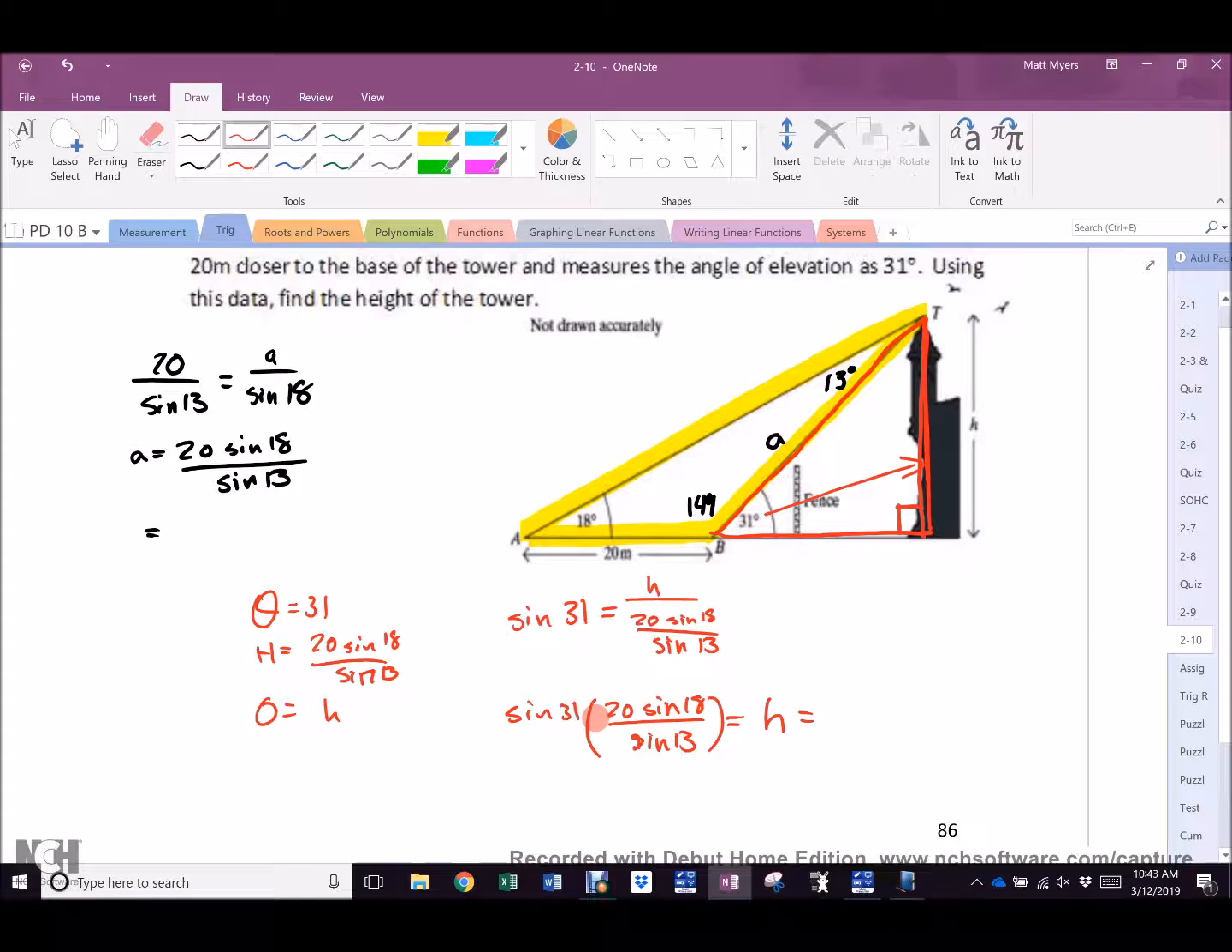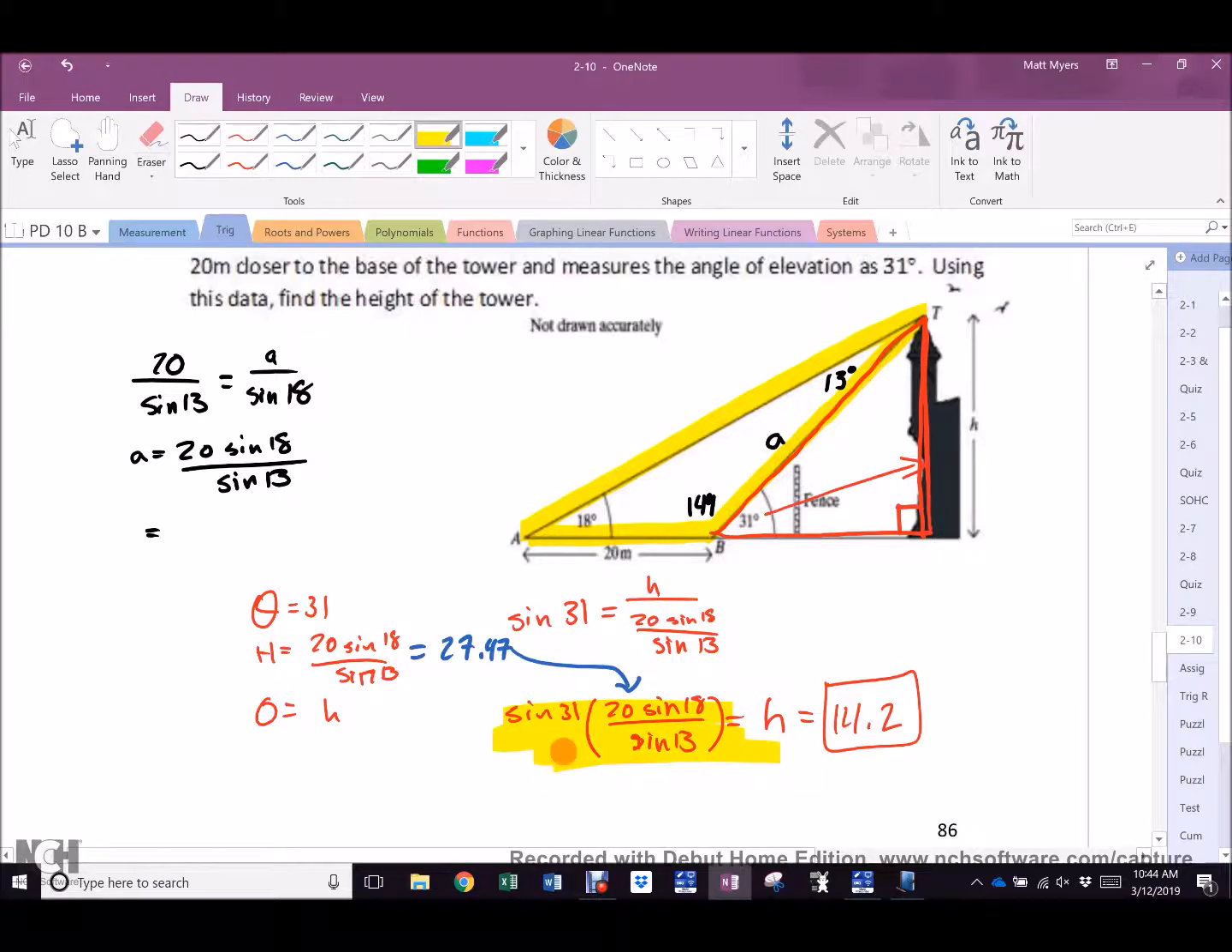I would go 20 sine 18 times sine 31 and divide that by sine 13. And I would get 14.2. Now, you could right here put 20 sine 18 divided by sine 13. You could put 27.47 there and use that right there, and you would get close enough. But again, I stress to you, when you go off to future mathematical endeavors, your professors are going to want to see that. Hey, Mr. Como. Everybody understand? Everybody understands how I get here?